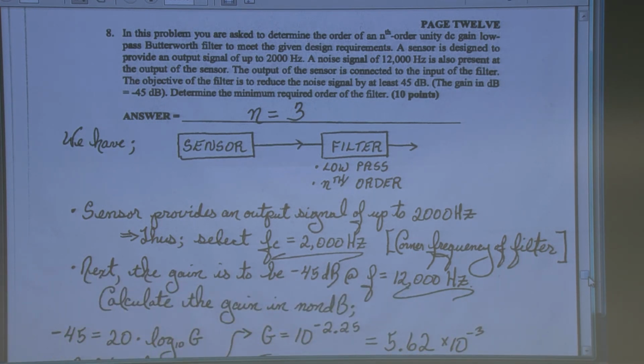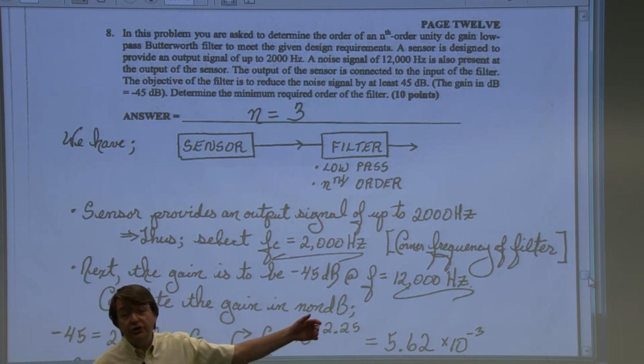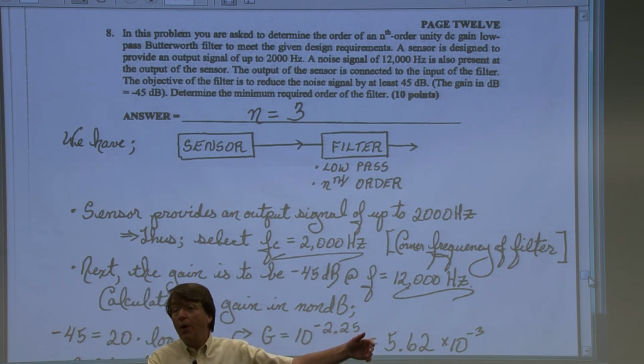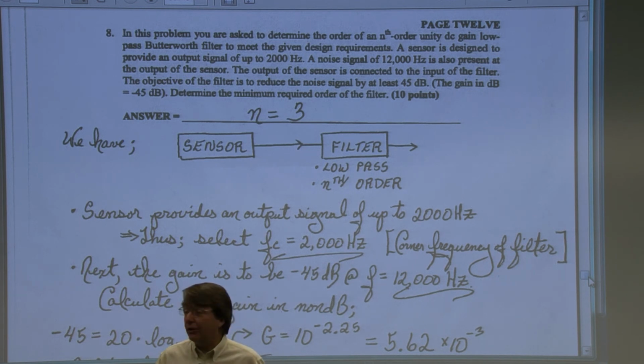Filter design. You have a low-pass nth order filter. The sensor is connected to it. Now here's the deal. The highest output frequency of the sensor is 2,000 hertz. There's a noise signal. The bad signal is at 12,000 hertz. So I said to myself, I got this. The noise is 12,000 hertz. The good signal goes up to 2,000. What I want is a low-pass filter. Let the low frequencies through and knock out as much of the noise as I possibly can.